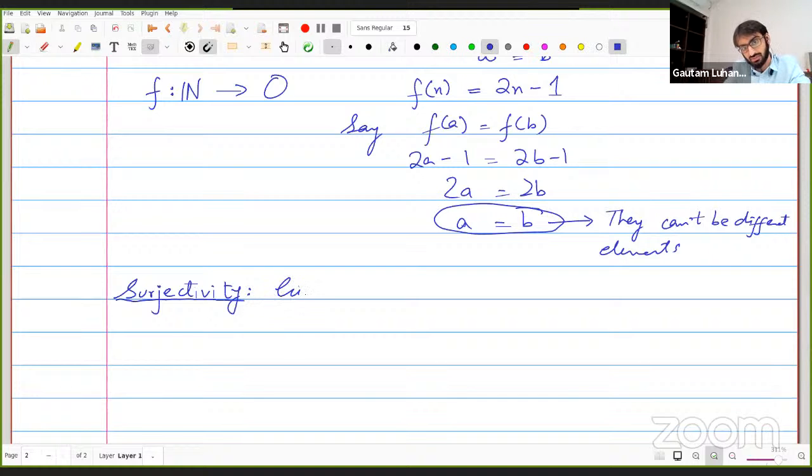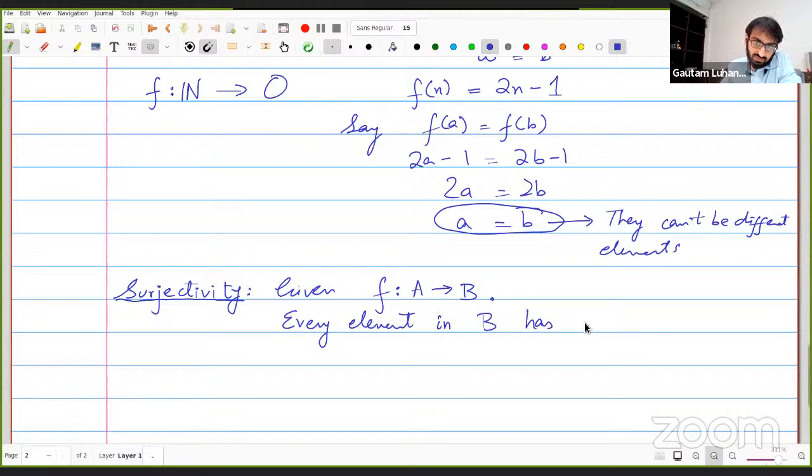So suppose, given a map f from A to B, how do you think we can define this notion of surjectivity, that every element has a pre-image? So in simple words, every element in B has a pre-image in A, which is to say that there must be some element in A. When you apply the function on it, it gives you the corresponding element in B.